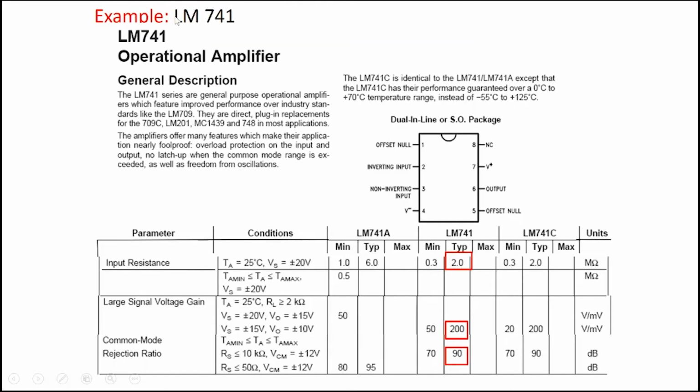For example, this is a very common operational amplifier that you would also use in the lab, the 741. If you look at the gain of the amplifier, it is 200 volt per millivolt. So the ratio is 200 times 10 to the power 3, so the gain of this amplifier is 2 times 10 to the power 5. And common mode rejection ratio in dB is 90 dB, a typical value. 100 dB is again about 10 to the power 5. So these are very, very high values.